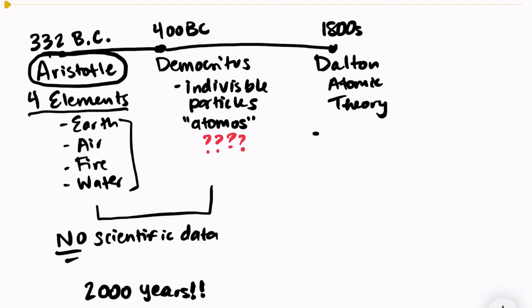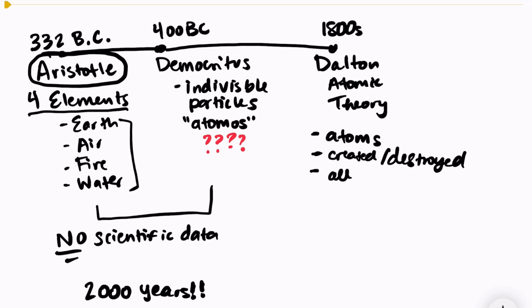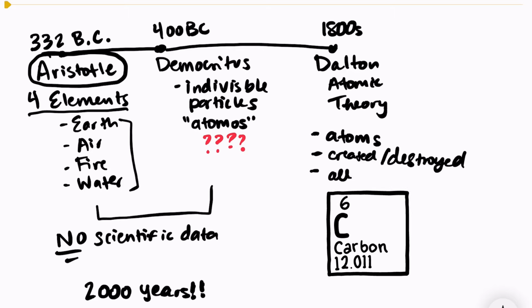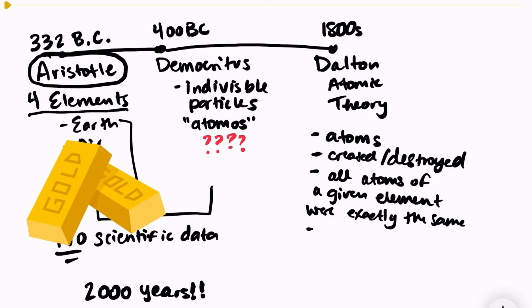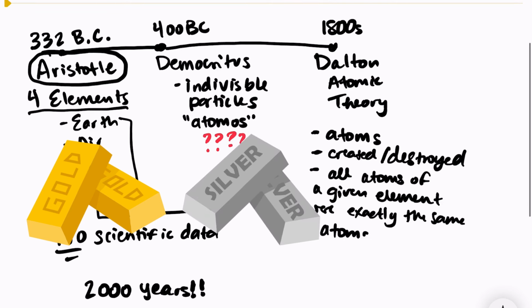So Dalton's theory began by saying that everything was made out of atoms, which is what Democritus actually said back in 400 BC. He also hypothesized that atoms couldn't be created and they couldn't be destroyed. He also thought that all atoms of a given element were completely identical. So for example, all carbon atoms would weigh the exact same and have the exact same properties every single time. He also thought that atoms for different elements were completely different. So for example, an atom of gold would be completely different than an atom of silver. So atoms of different elements were not alike.